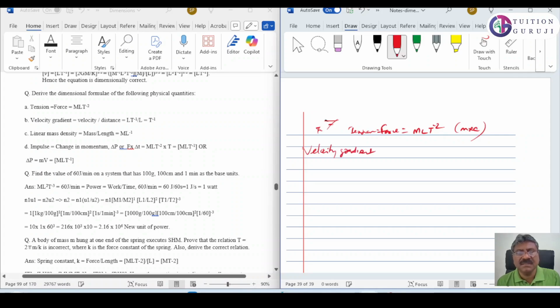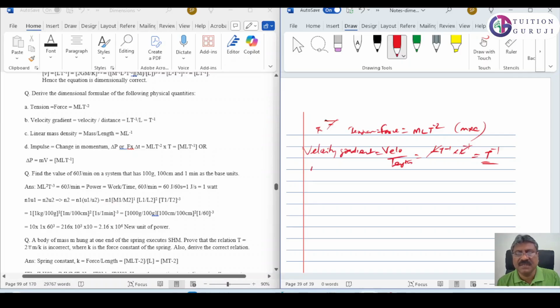Velocity gradient is velocity by distance or length. So LT raised to minus 1 divided by L. So L and L will get cancelled. You will get T raised to minus 1. It is okay. Now linear mass density.